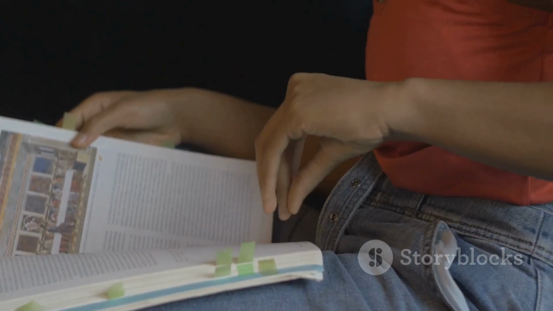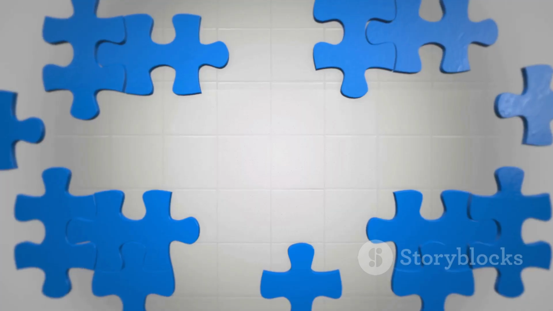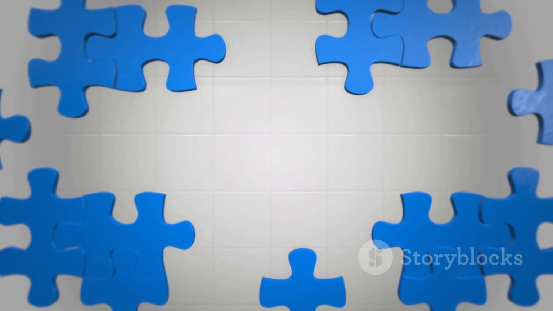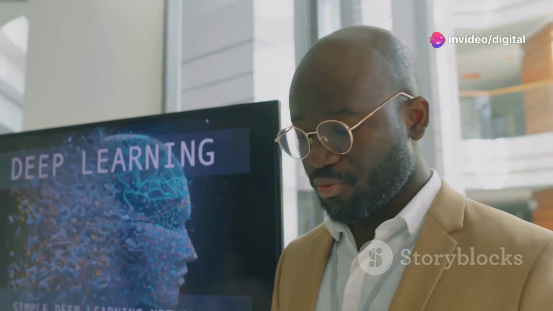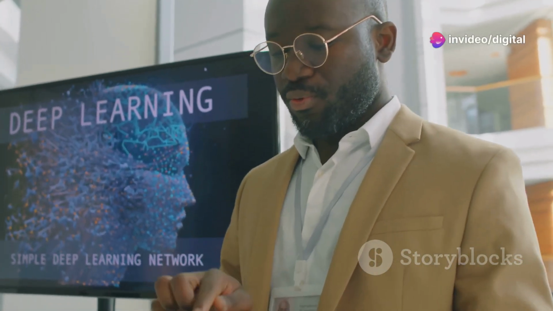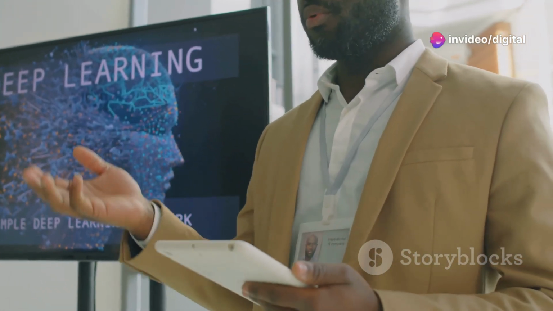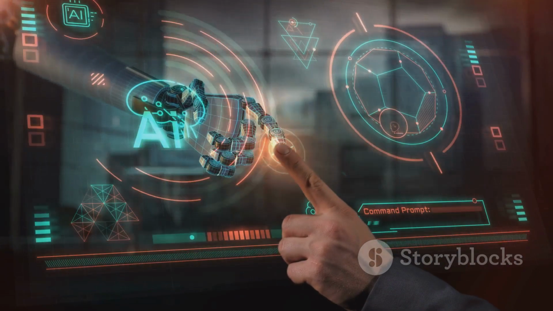Imagine reading a book where every sentence is a puzzle. Tokenization helps AI solve this puzzle piece by piece. It's the foundation of natural language processing, or NLP, and large language models, or LLMs. Without it, your smart assistant or chatbots wouldn't be half as clever.